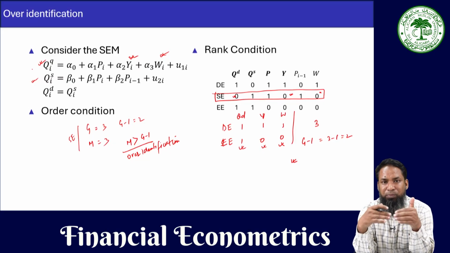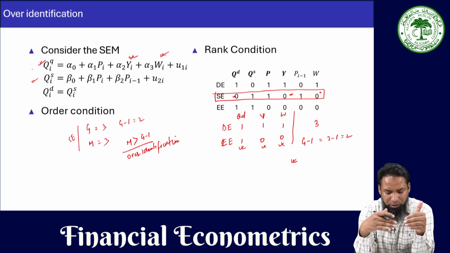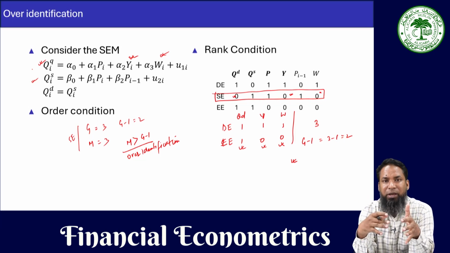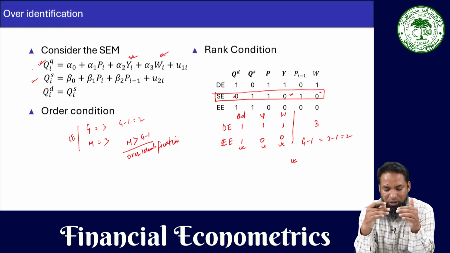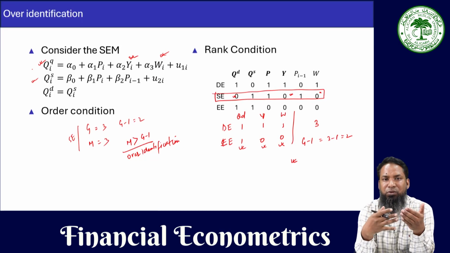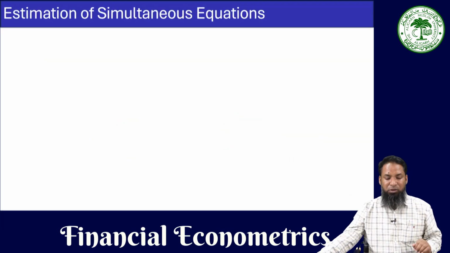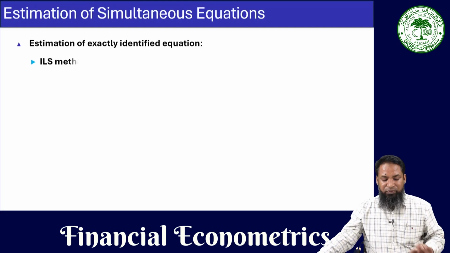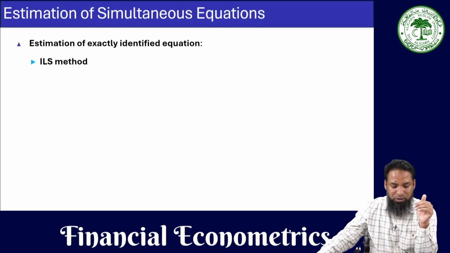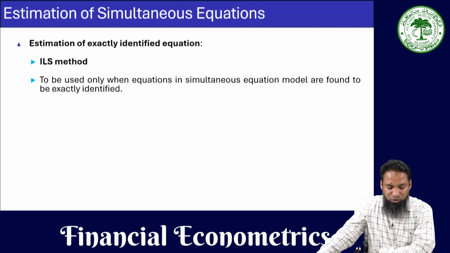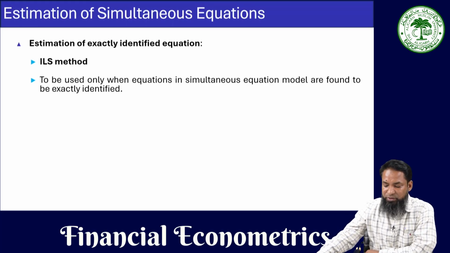So we have seen how we determine both the order condition and the rank condition following a systematic approach. And we have the 3 possibilities of exact identification, under identification and over identification. Now depending on that situation, we can decide which method we should use to estimate the parameters. For estimation of an exactly identified simultaneous equation, we can use the ILS method. So basically, it is to be used only when equations in a simultaneous equation model are found to be exactly identified.